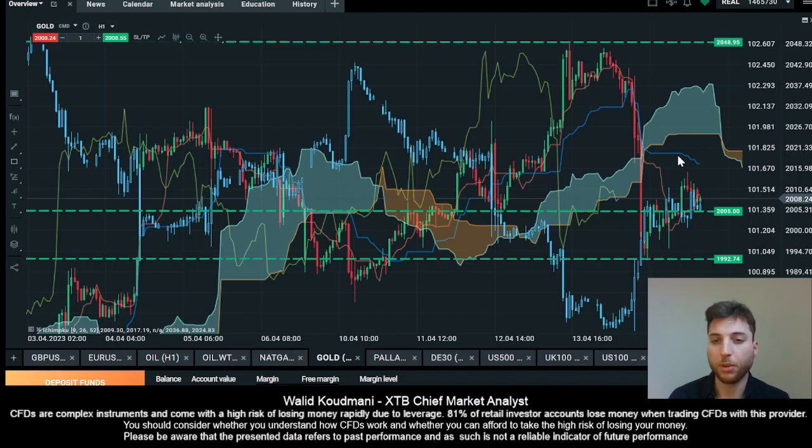Of course, it's not one-to-one and it's not always the case, but it is interesting to note this inverse correlation with gold. We will definitely keep you up to date on the situation on gold as the week moves on, but again, a lot of movements on this market, and it has become very, very interesting to follow.